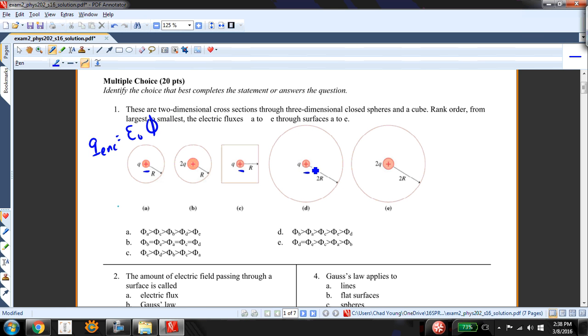A, C, and D. So by that, we can say that this has to be the right answer. And then further, this one and this one have twice the charge, so they have more flux and they're equal. So B is the right answer there.